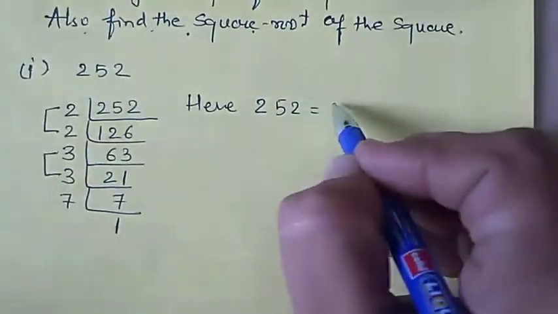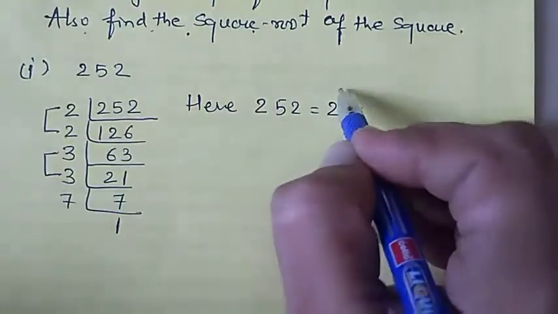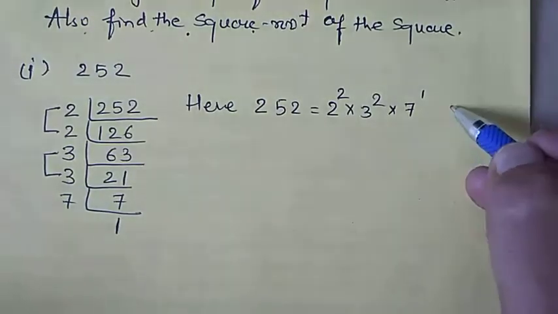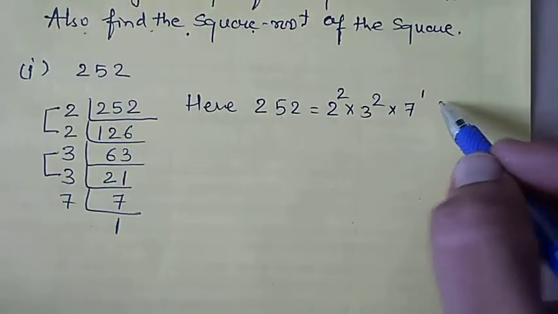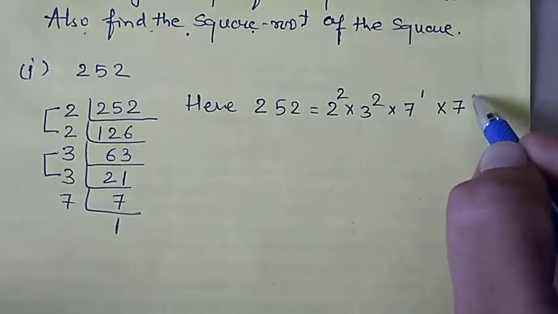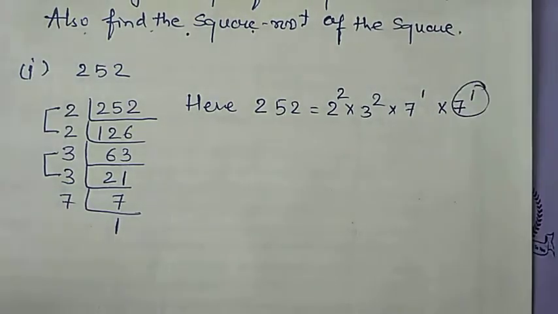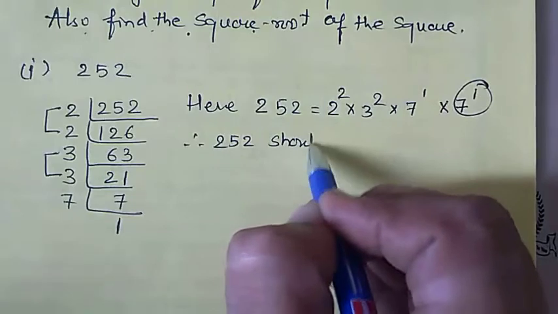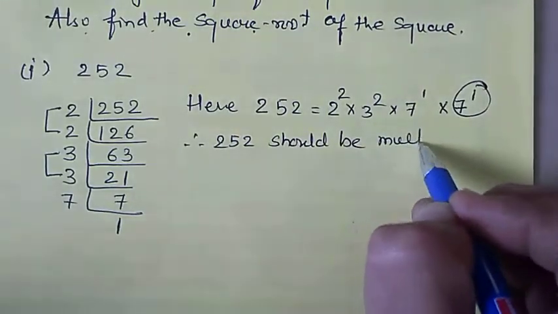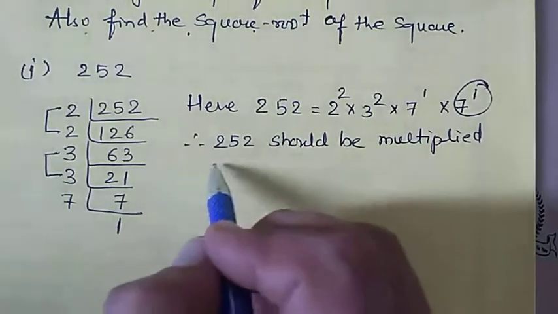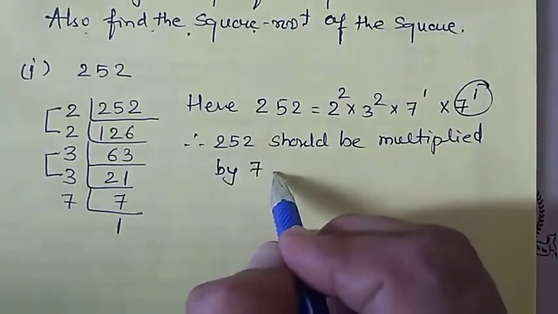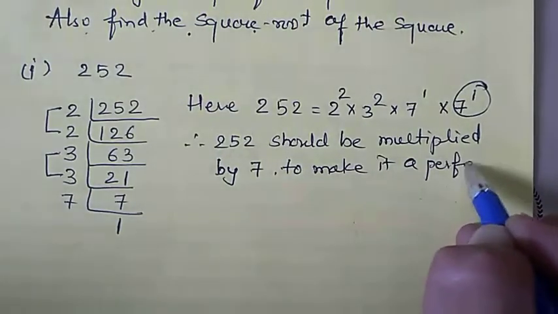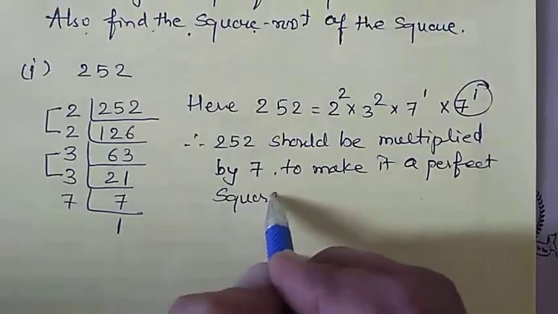So 252 is equal to 2 squared, 3 squared and 7 to the power 1. So what should I multiply to make it a perfect square number? I should multiply it again with 1 power of 7. I need multiplication of 7. Therefore 252 should be multiplied by 7 to make it a perfect square number.